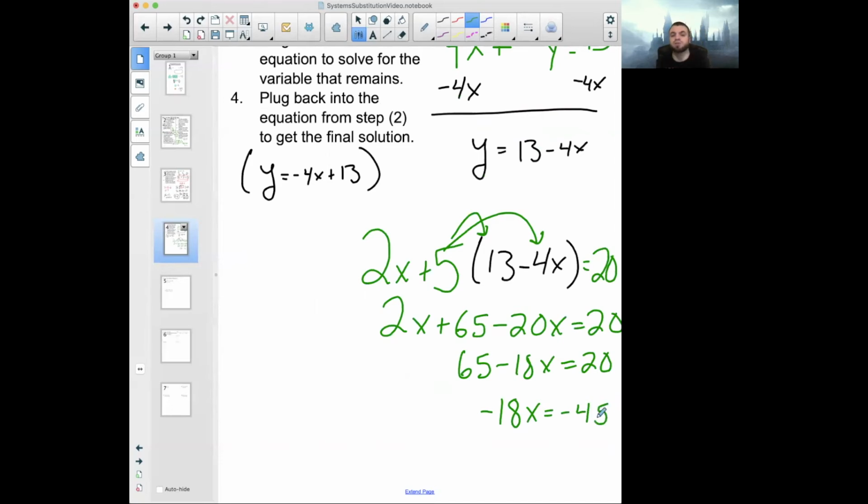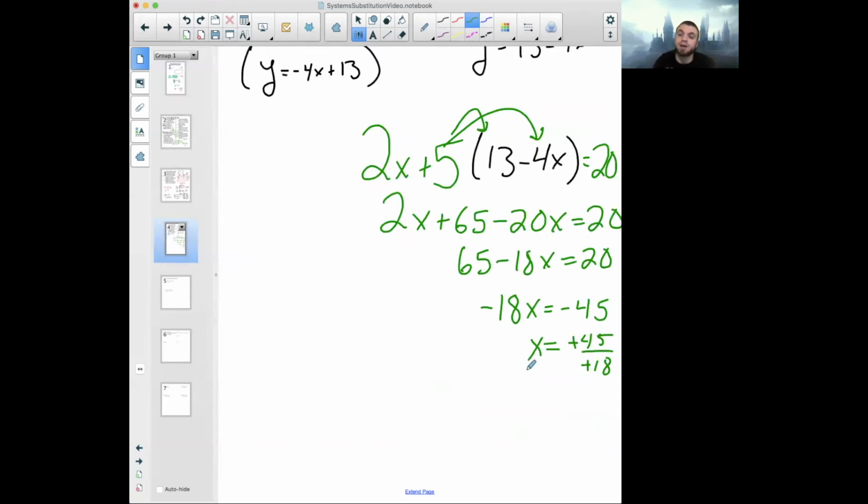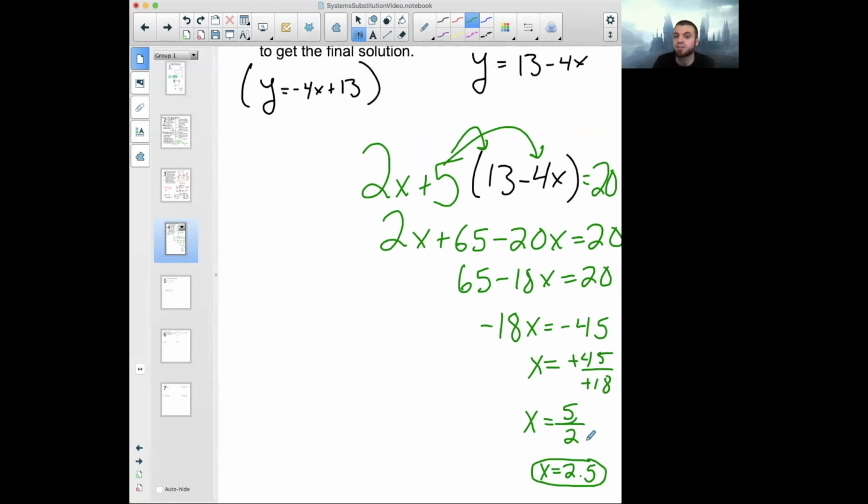I believe negative 45. This is turning into an interesting one. So I have x equals negative 45 over negative 18. Okay, it seems like a weird fraction, but that's okay. 45 over 18, we should try to simplify. It turns out that 9 goes into each one. So 9 times 5 is 45. 9 times 2 is 18. If you did it in a calculator, the calculator would tell you 2.5. And I would completely accept 2.5 as an answer.